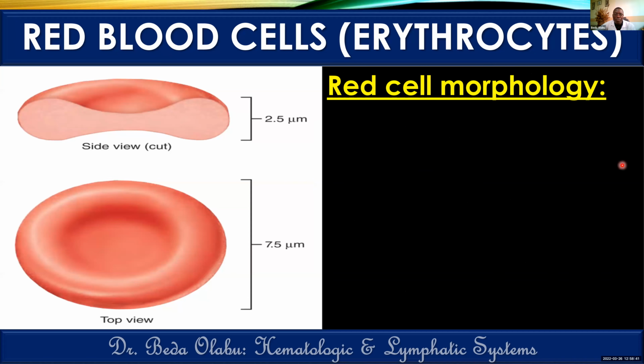Let's start with the morphology of red blood cells. The image here shows us how red blood cells look. They're usually very small, the diameter being 7.5 microns, basically. They're biconcave cells, as you can see, with the central part being very thin and the peripheral parts relatively thick.